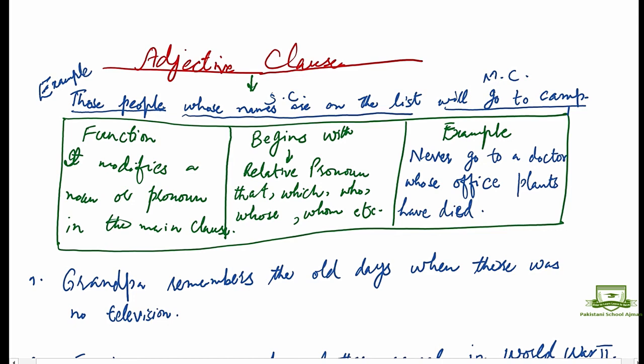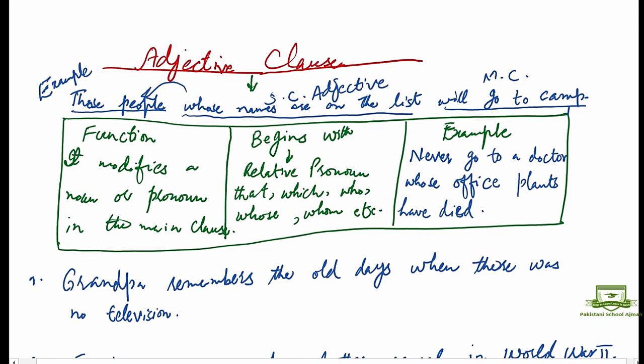Now, why I gave you the example first, so that you people are able to understand what actually an adjective clause does. See, an adjective clause, it describes a noun or a pronoun in the main clause. Now see, whose names are on the list? This is the subordinate clause, and it is an adjective clause. Why? Because it is modifying the noun people. Okay. It is telling us which people, those people whose names are on the list. So, whose names are on the list, this is subordinate adjective clause.